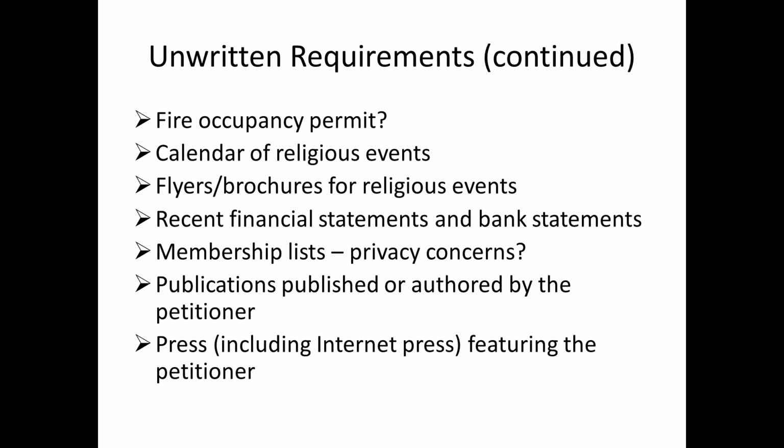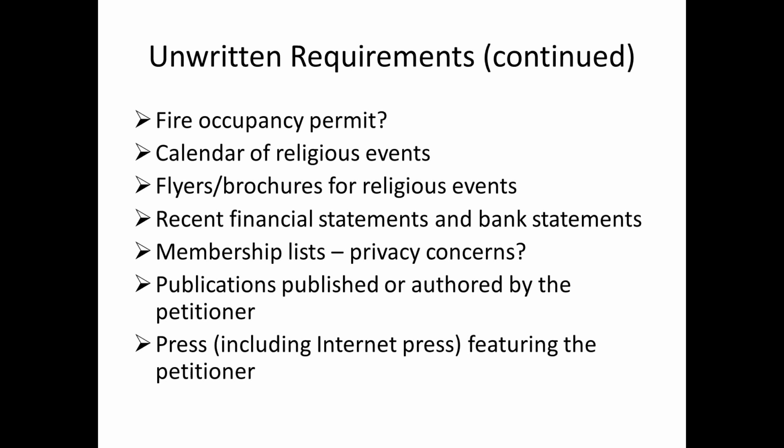Another thing that immigration typically asks for is a calendar of religious events to show what's going on at the religious organization, flyers or brochures for religious events, and financial statements and bank statements to show that the organization is stable. Membership lists, I have seen asked for on a few occasions. Obviously, this relates to privacy concerns with giving a whole bunch of information about the membership, even to immigration.